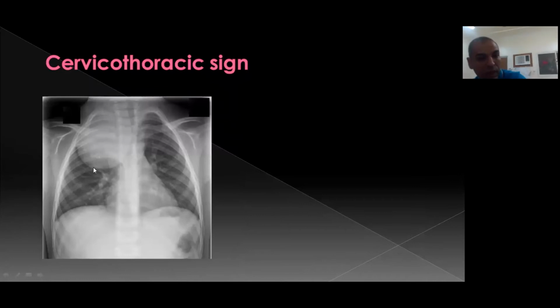This one, a large mass here, and this large mass is continuous or merging with the mediastinum and extending above the clavicle. Any mediastinal shadow above the clavicle may be a neck mass or posterior mediastinal mass. In this case, it's a posterior mediastinal mass. Why is it not anterior mediastinum? Because the anterior mediastinum stops here at the level of the clavicle. If the mass is continuous above the clavicle, it is a posterior mediastinal mass, what we call the cervicothoracic sign.